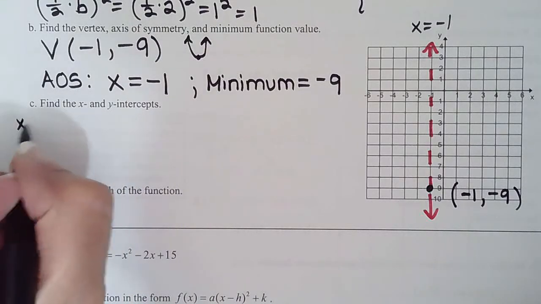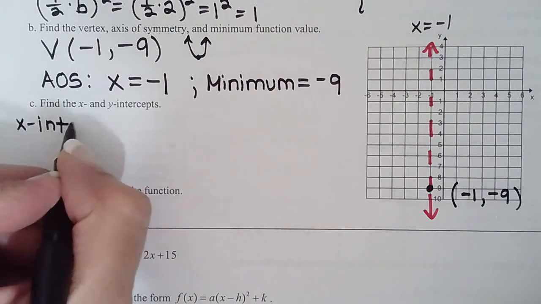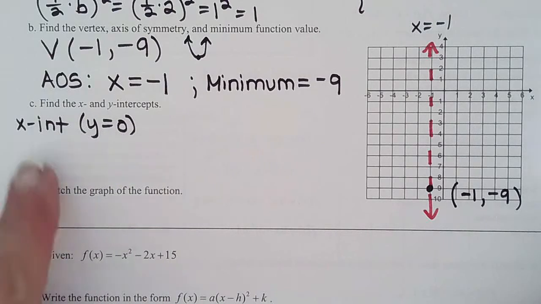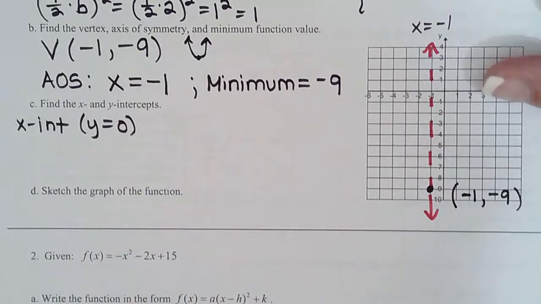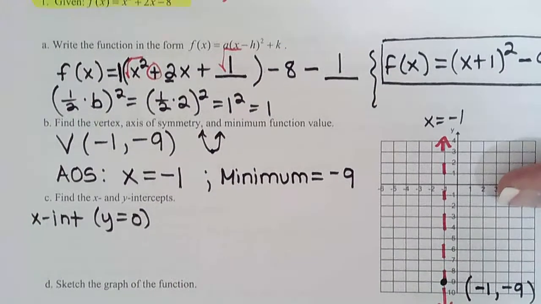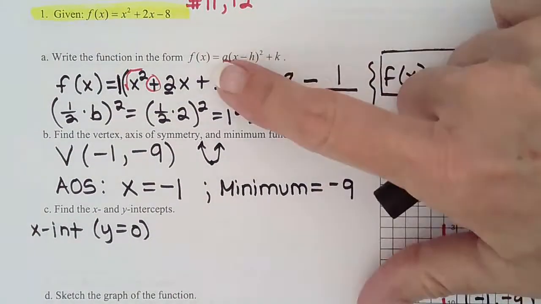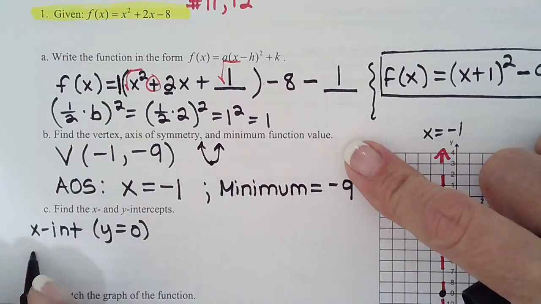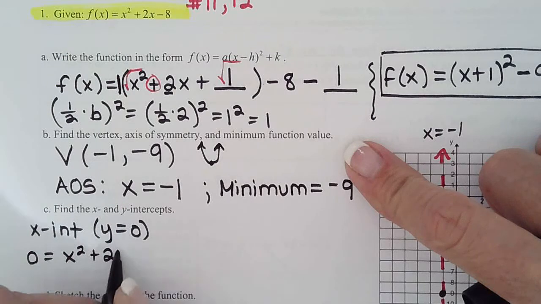X-intercepts first. Remember, that means make y 0. We always make the other letter 0. And this is when we go back to the original problem. So y is 0. This is my y. F of x is y. So you get 0 equals x squared plus 2x minus 8.